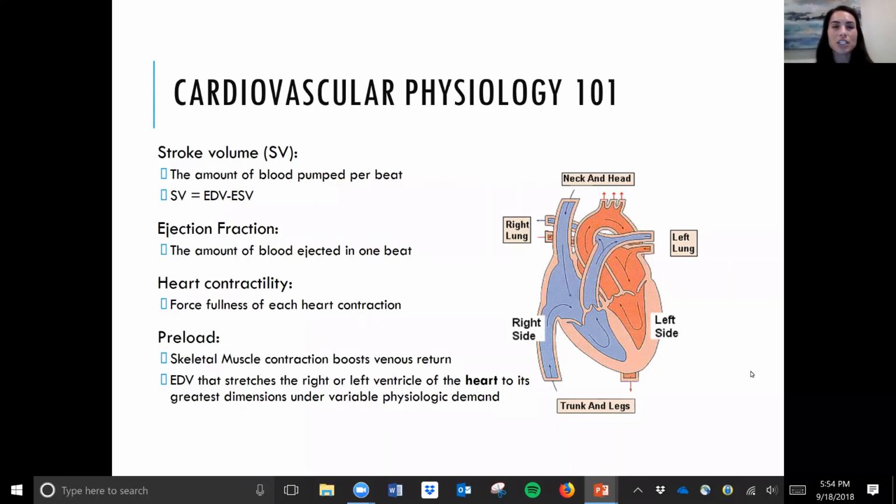And then you have ejection fraction, and that's the amount of blood that's ejected in one beat. Another term, just a reminder, is heart contractility, and that's how forcefully your heart contracts with each beat. And then this concept of preload, where your skeletal muscle contracts during venous return, and then the end diastolic volume stretches the right or left ventricle of the heart to its greatest dimensions under real physiological demand, right? So the harder you're working, the more that end diastolic volume is going to stretch.